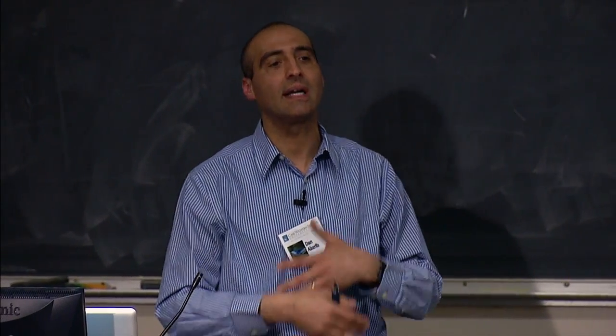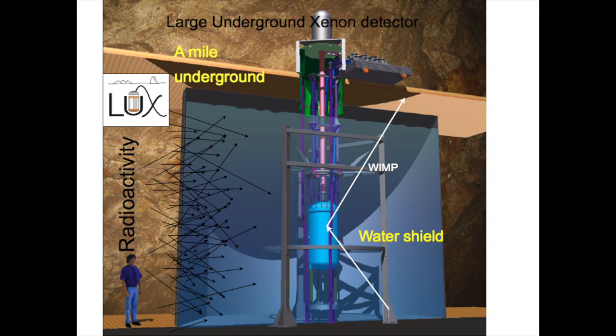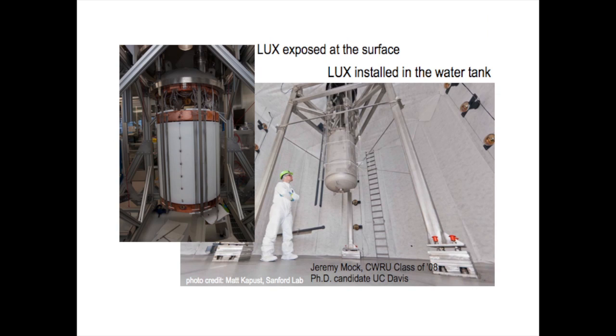So if you tried to run an experiment at the Earth's surface, the cosmic rays bombarding your laboratory would create so many background events that you'd never be able to tease out a WIMP signal. So these are some of the measures that we go to. This is just some pictures of the detector.